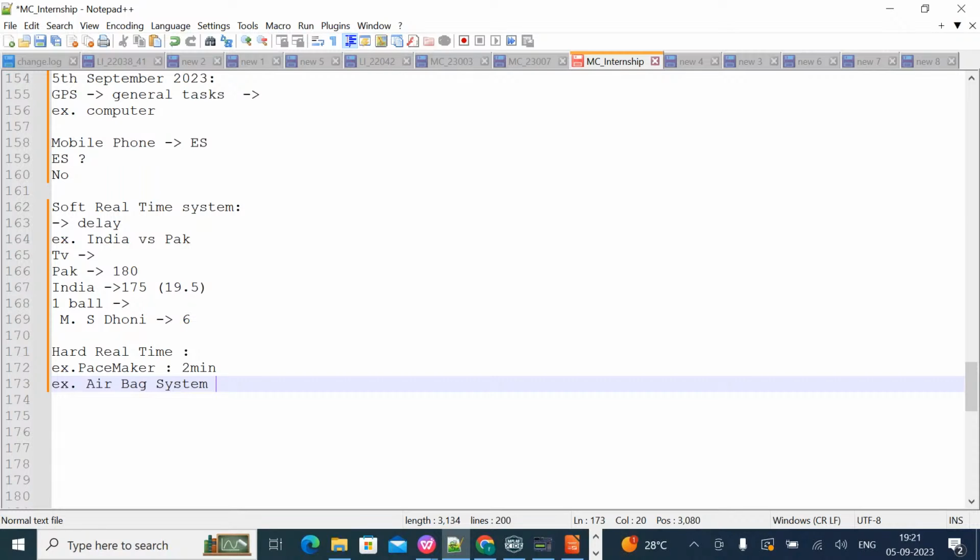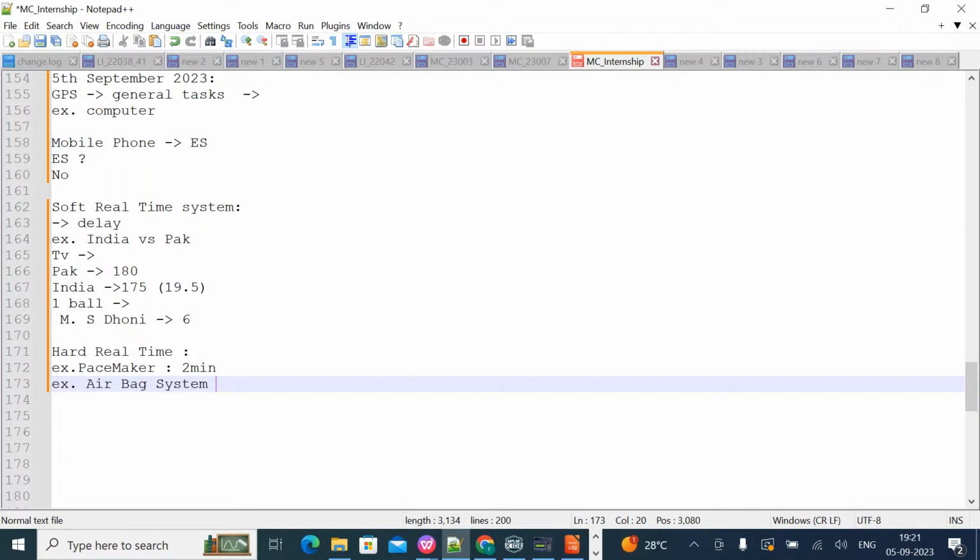Those who are saying okay, airbag system. At least you know how the airbag system is working. Now let's say, unfortunately, somebody met with an accident. So after the accident, let's say it's a very disastrous accident.